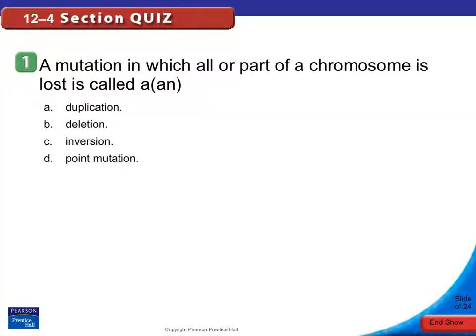So again, I have a few questions for you to take a look at. Put these in your notes, and we will go over them in class tomorrow. Number one, a mutation in which all or part of a chromosome is lost. Choose which of those you think it is.